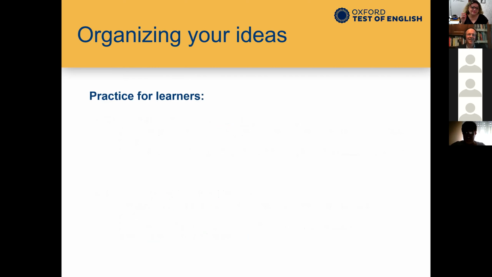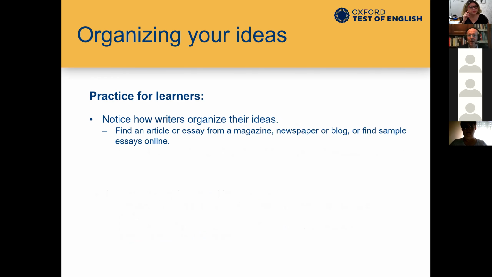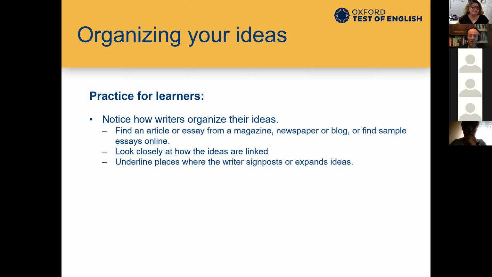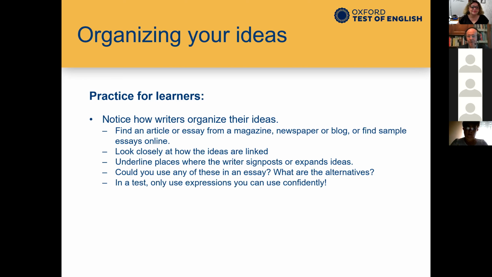Okay. So things you can practice. Try to watch and see and read how writers organize their ideas in English as much as in Spanish. Looking at magazines, blogs, etc. Look how ideas are linked, how they're connected to each other, how the expressions of, on the other hand, for example, because. And one thing that you can do is underline in anything that you read in English, any signposting, any of those little expressions that show where the ideas go. Perhaps you could use some of those ideas that you find in your textbook or on the internet, but only use expressions you can use confidently. If you're not completely sure that this is right, don't use it, okay?